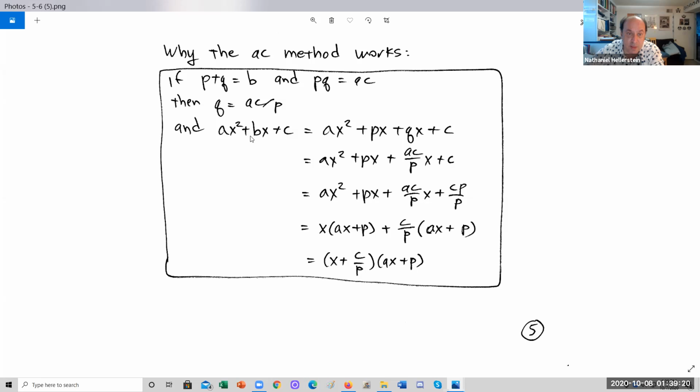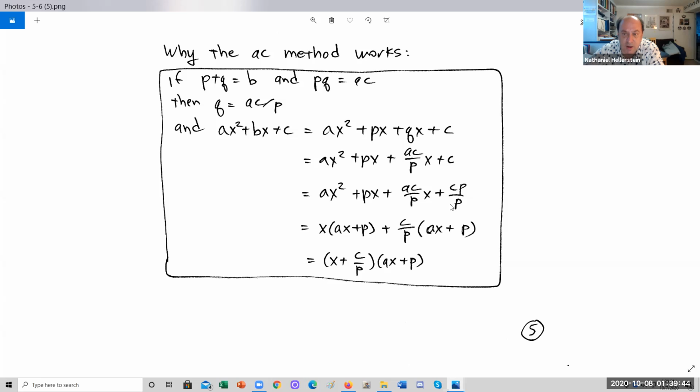Then this, ax squared plus bx plus c. We'll write bx as px plus qx. We'll write qx as ac over p times x. Now, this will factor by unfoil. ax squared plus bx, one more step. I'll write c as cp over p, because we have a c over p here and here, you see.